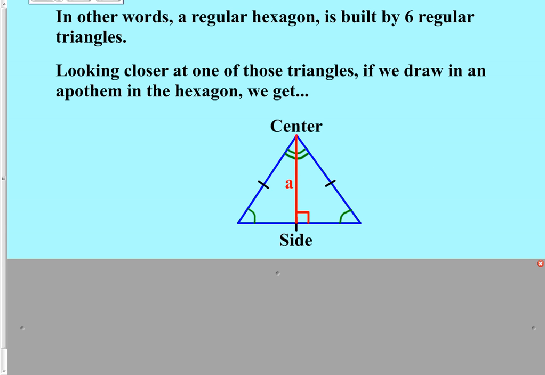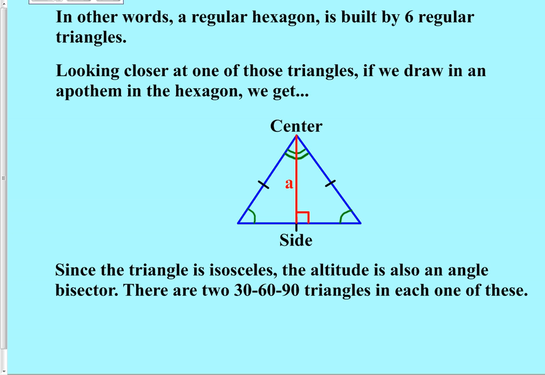Now, if you take any one of those triangles out and look at it a little further, and drop an altitude into one of these triangles, like is shown there, since it is an isosceles triangle, this altitude, which forms a right angle with the side of the triangle, also becomes an angle bisector. So the angle at the center of the hexagon is bisected. Instead of 60, it becomes 2 30s. And now each triangle is subdivided into 2 30, 60, 90 right triangles.